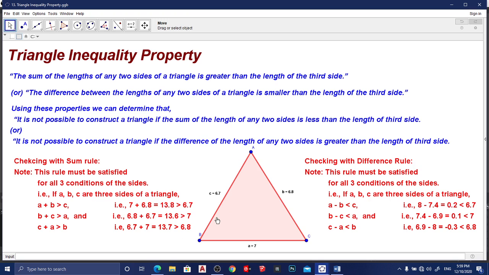So first, to understand how it is satisfying by using this condition or not. So this is the sum property.